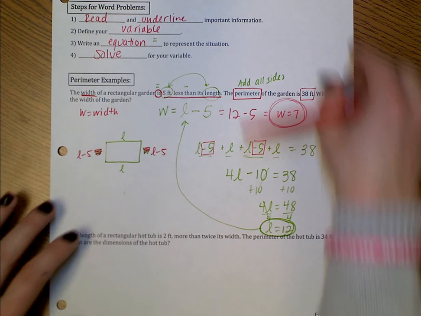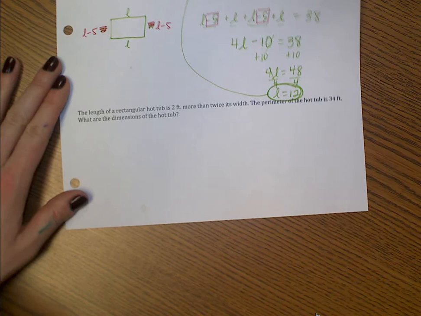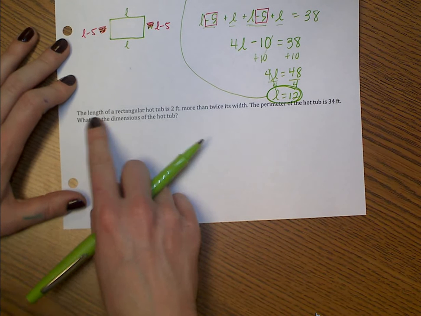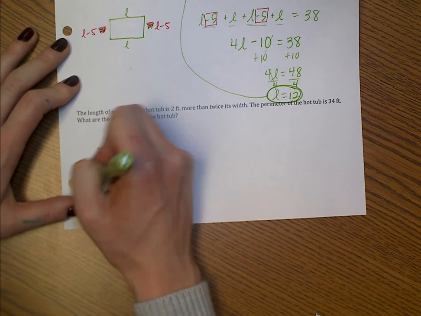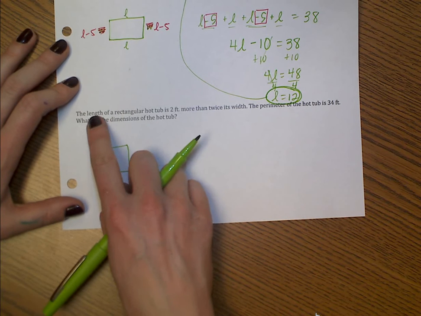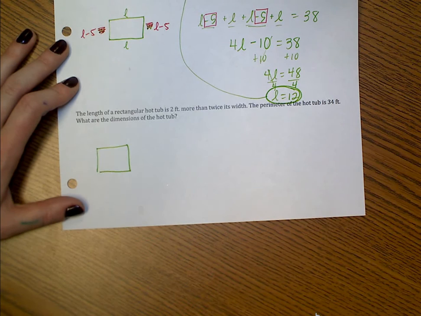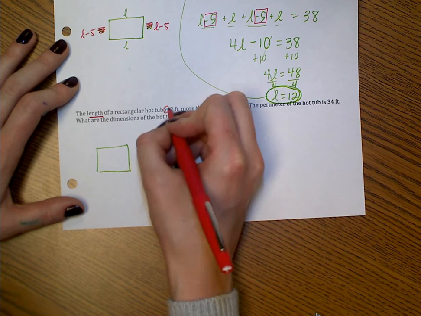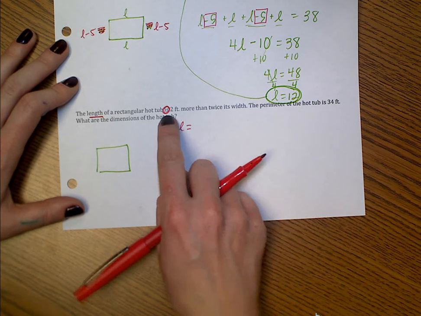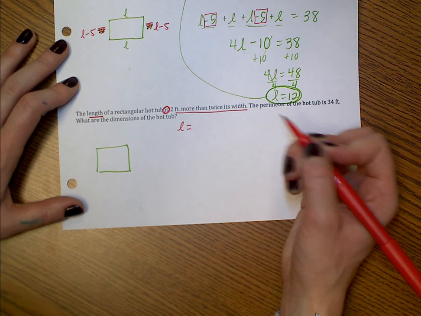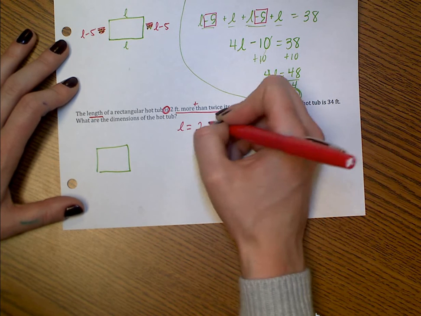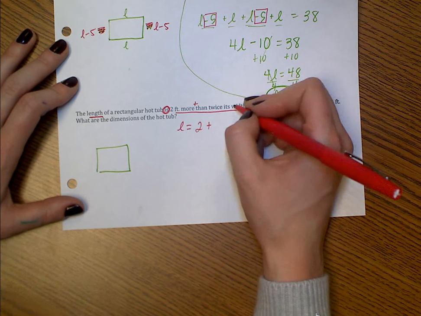All right, a lot of steps, but it's repetition, you guys. It's the same thing every time, so let's do one more of these. I see the length of a, so I'm going to draw my picture right off the bat. And I'm going to write an equation from the first sentence. The length of a rectangle, so length is, that's L equals. The length is 2 feet more than twice the width. So more than is add, so 2 added to twice the width, that'd be 2W.